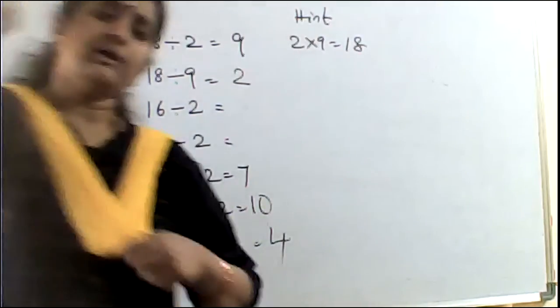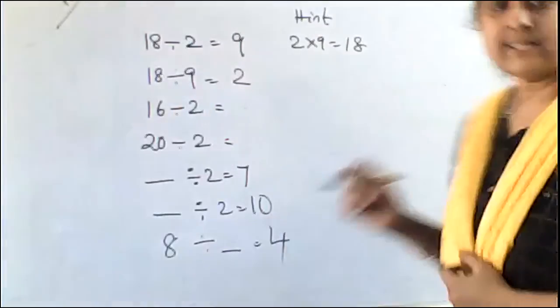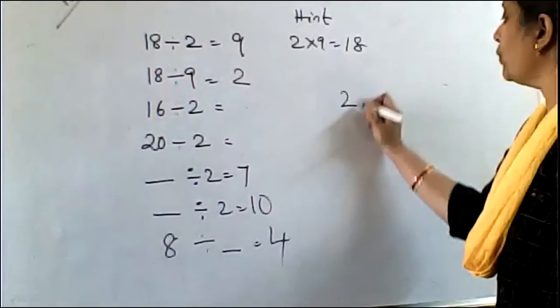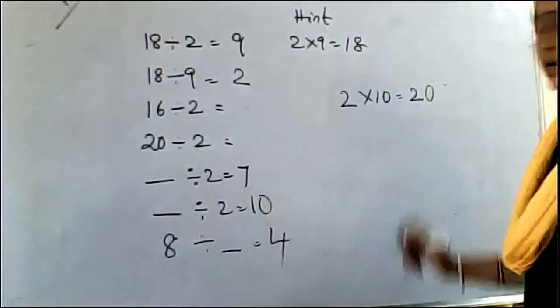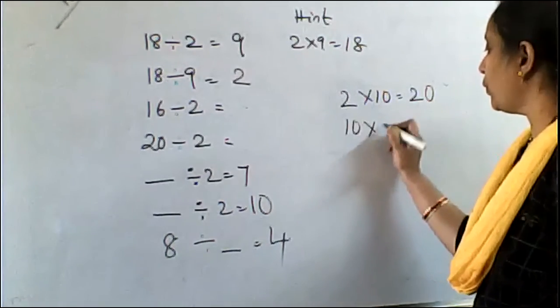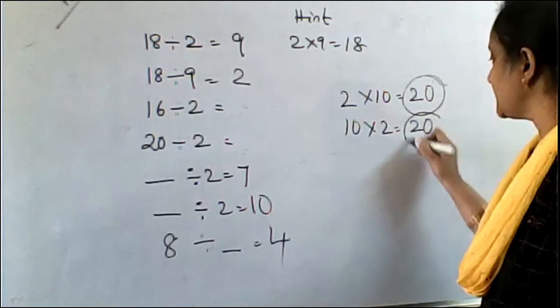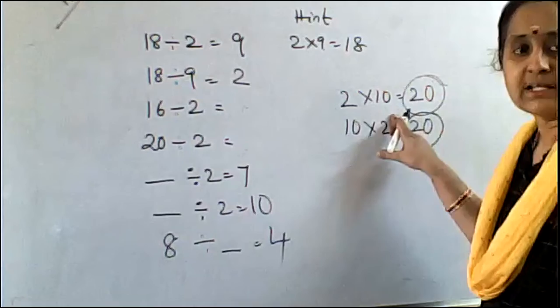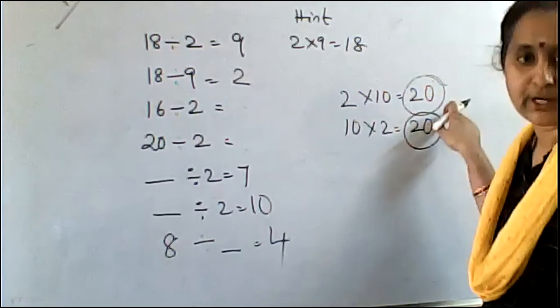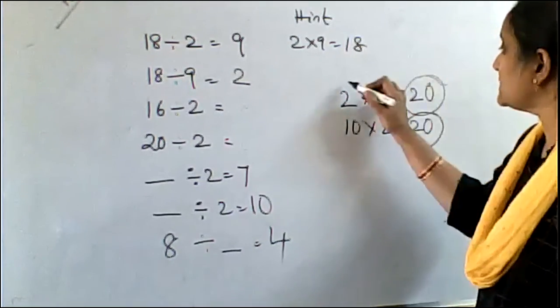Here we have a relation between multiplication and addition. Suppose 2 tens are how much? 20. Or 10 into 2, we will get 20 there. This is the product. When you are multiplying 2 numbers, the answer you get is called the product. Now, suppose this 20 is divided by 2.